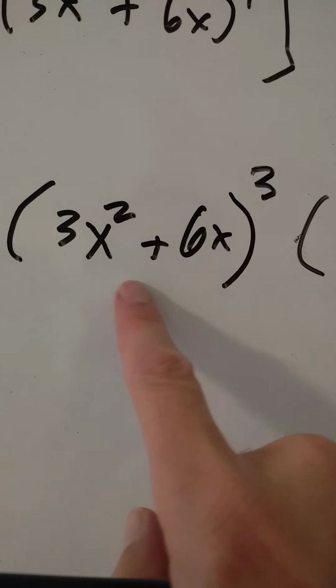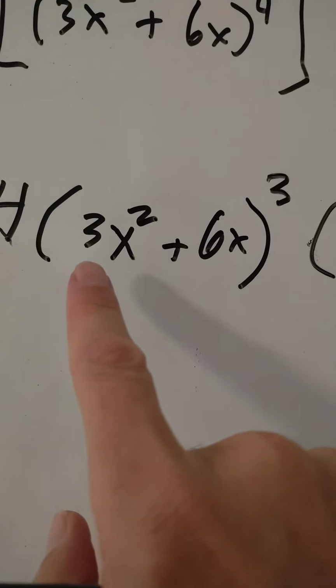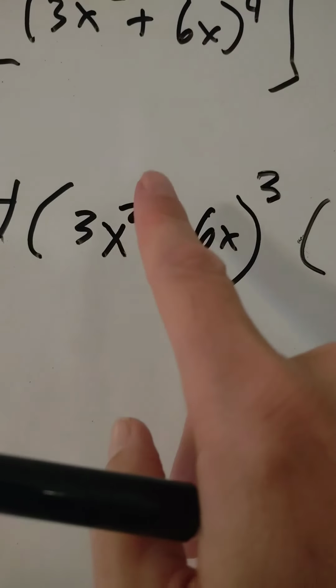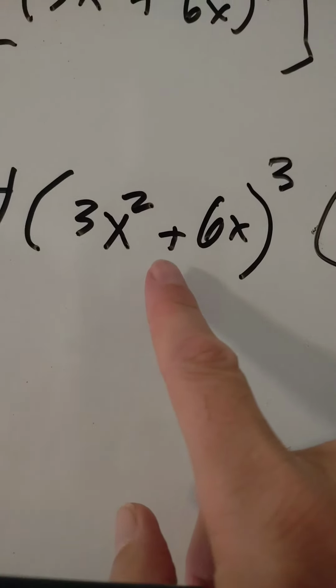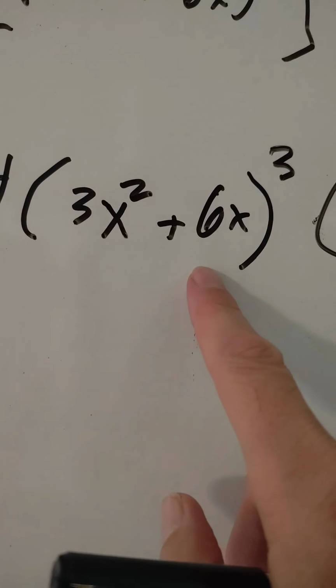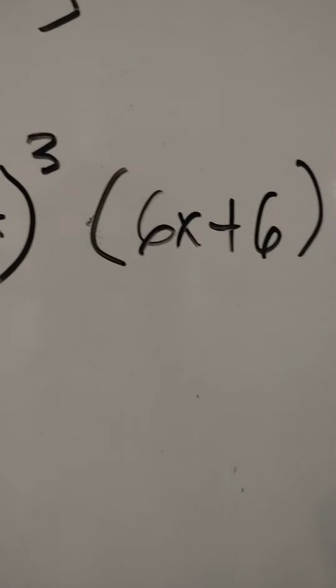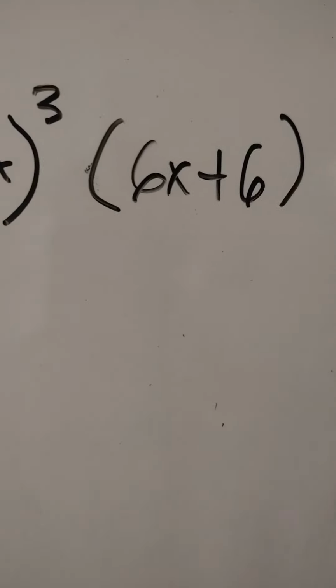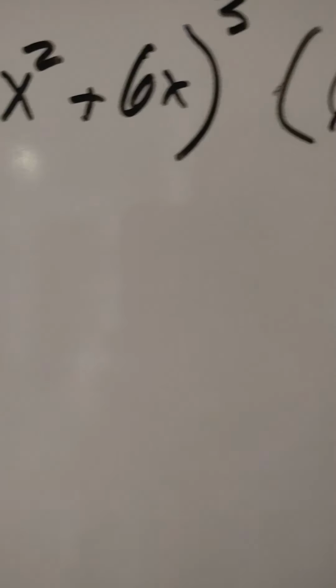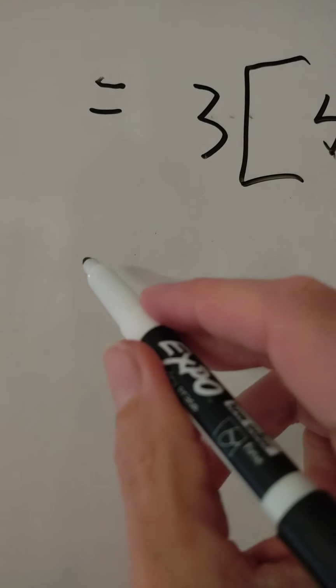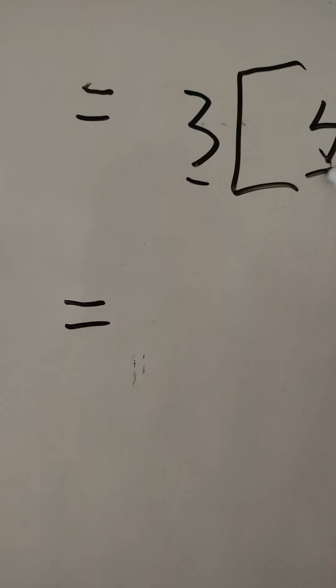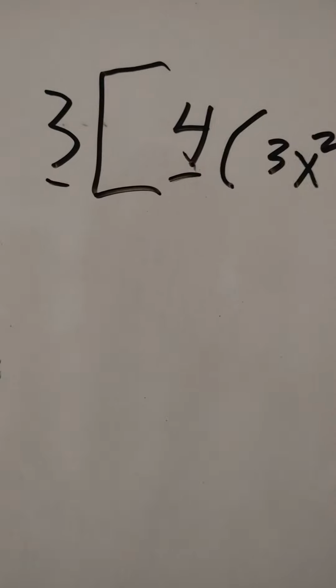So the derivative of this inside part is going to be, you bring down the 2, 2 times 3 is 6x to the first, which is just 6x, plus, and then the derivative of 6x is just 6. So let's just write 6x plus 6. Okay. And now let's just simplify. So this is going to equal, so I know the 3 times the 4 is just 12.